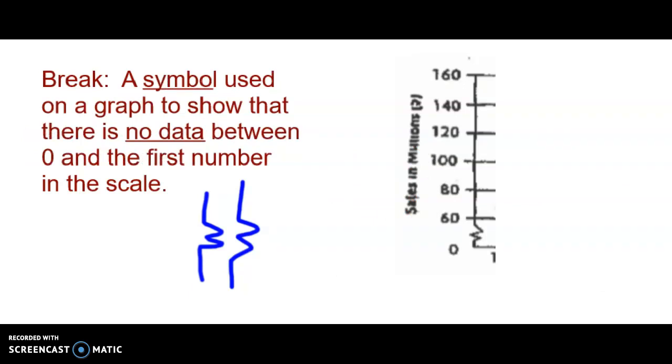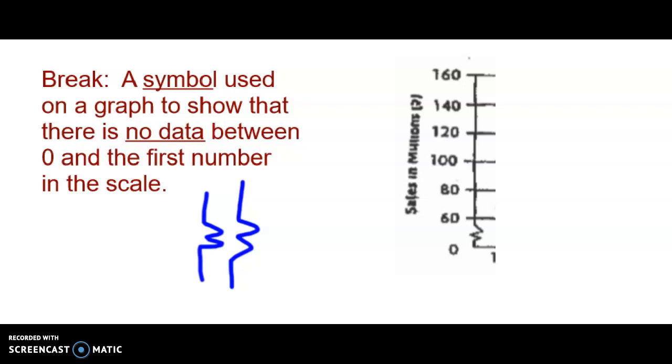Okay, so we have a third one. This one is very, very new. It's brand new for you guys. You've probably never heard it before. And it's something that sometimes happens in a graph. Okay, so this is called a break, and it's a symbol that's used on a graph to show that there's no data between 0 and the first number in the scale.